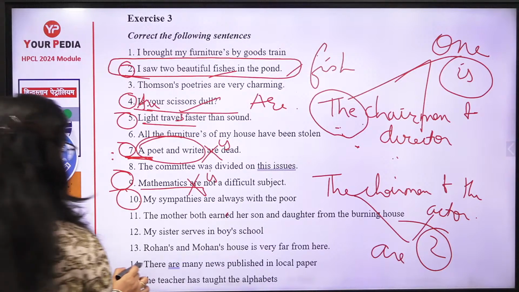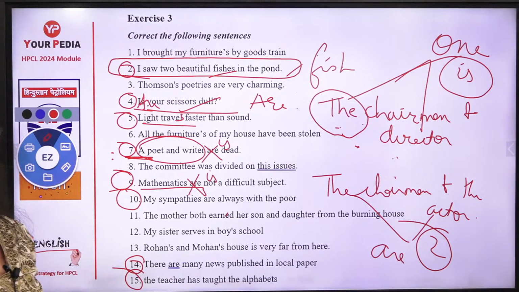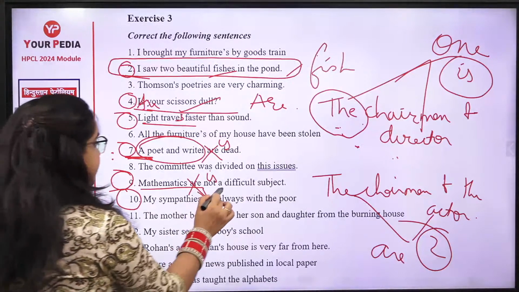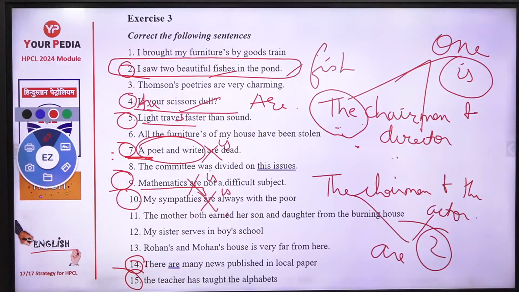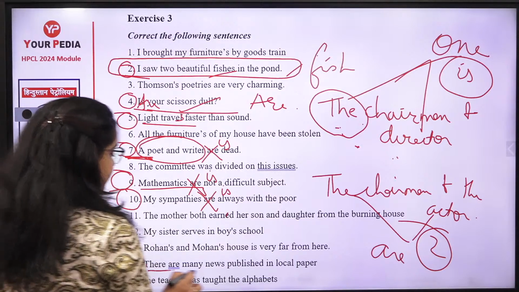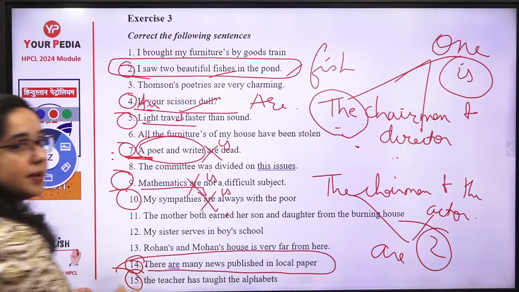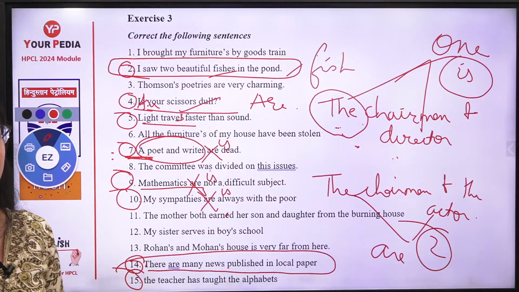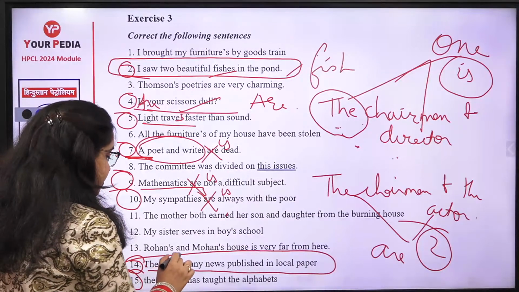Go for this one now. My sympathy is. Very good. It is sympathy is. Go for 14. There are many news published in the local paper. Now this is important because you have to check it out. There are many news published in the local paper. What will there? There is many news. Good guys, there is many news.